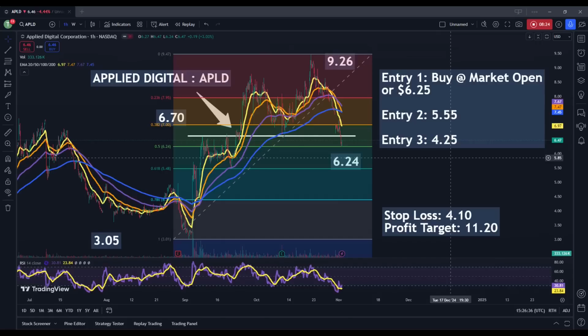So here's the current market update for Applied Digital Corporation, stock ticker APLD.